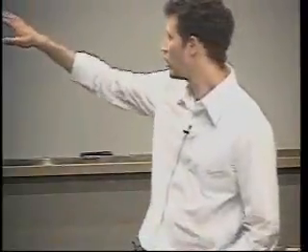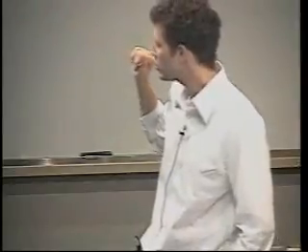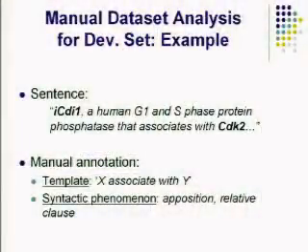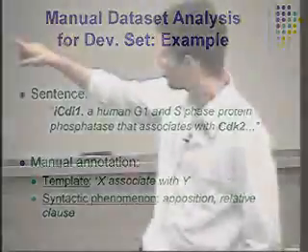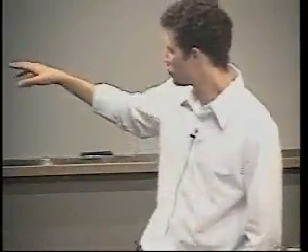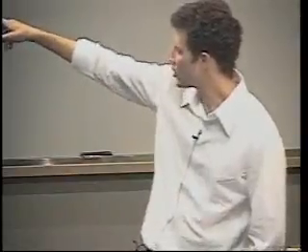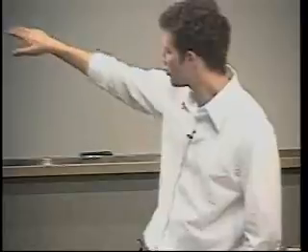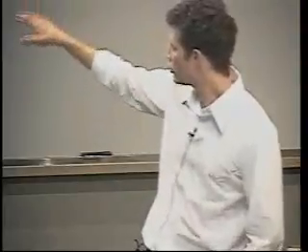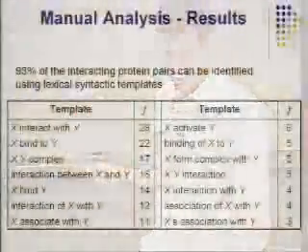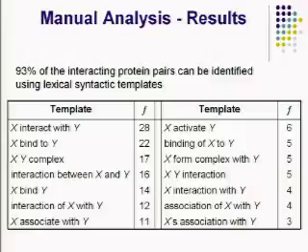So what we did, we went through any sentence annotated with protein interaction, and we marked whether there's a template that could be used to identify these two proteins as interacting. And also, we annotated the different syntactic phenomena that appear here and should be handled before we can actually match the template. So for example, here we have the template X associate with Y. But there are two phenomena. There's apposition and relative clause. The apposition is ICDI1, comma. It goes here. And then the relative clause, phosphatase that associates with CDK2. And once we handle these two, we can actually find X associate with Y and extract ICDI1 and CDK2 as interacting. We did that to all the sentences in the development set.